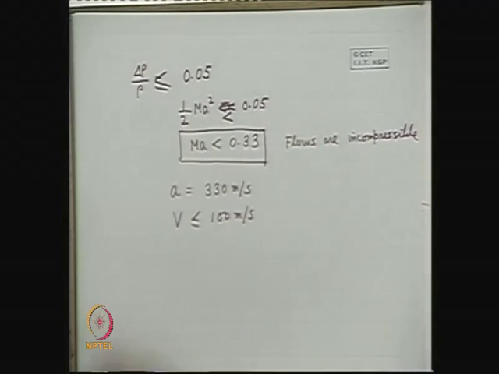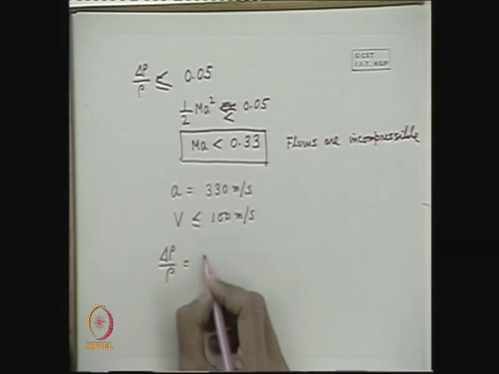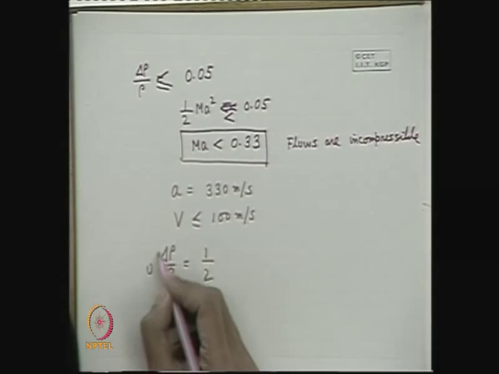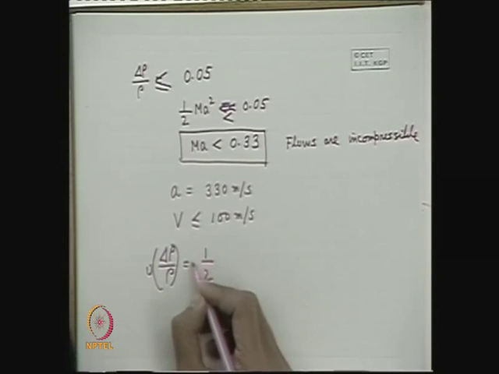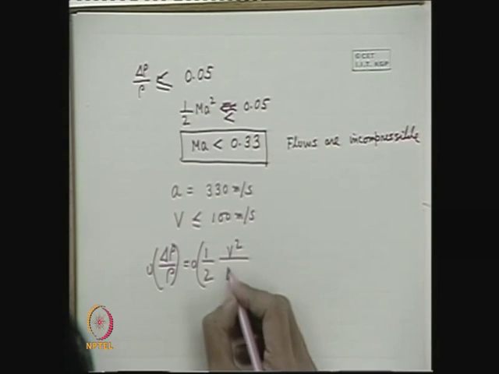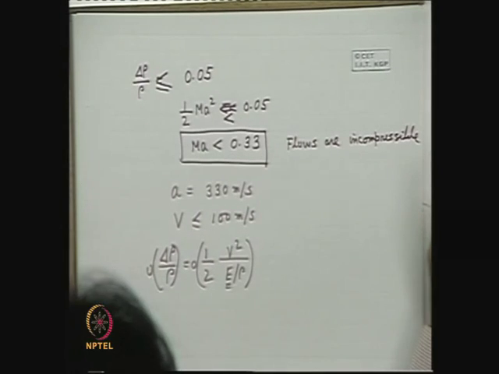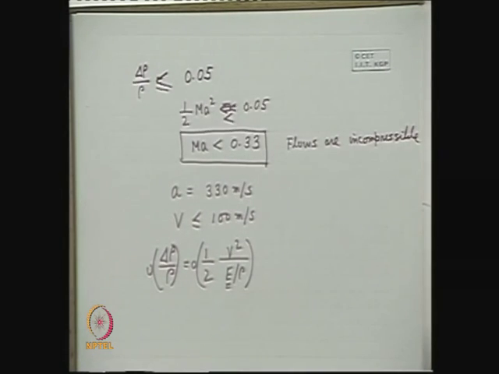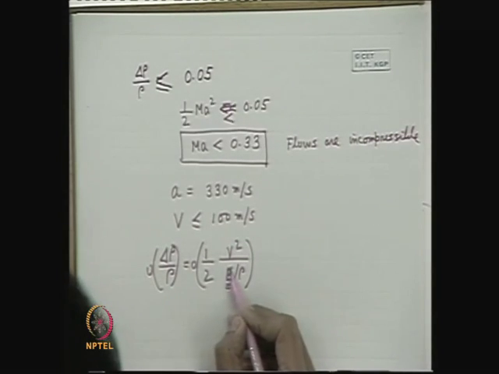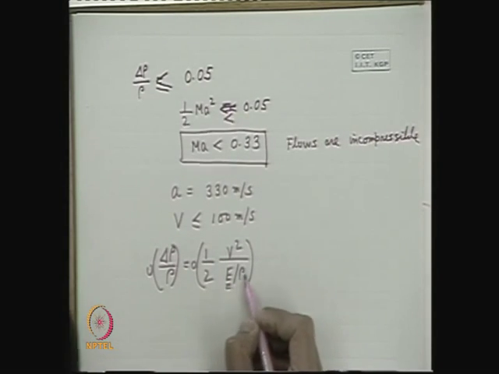Now, another interesting feature is that we have found that delta rho by rho is in the order of half v square divided by E by rho. Now, the bulk modulus of elasticity for incompressible flows is very large. That means, all liquids are treated as incompressible fluids because their bulk modulus of elasticity is very large, or otherwise, the velocity of sound through that medium is very large.